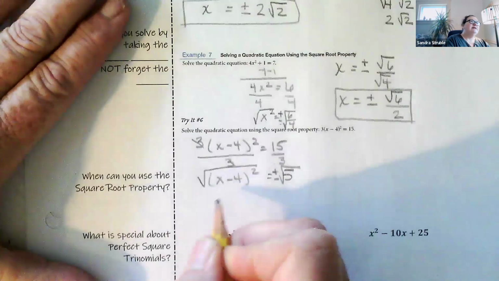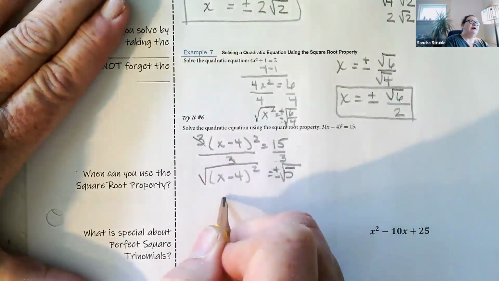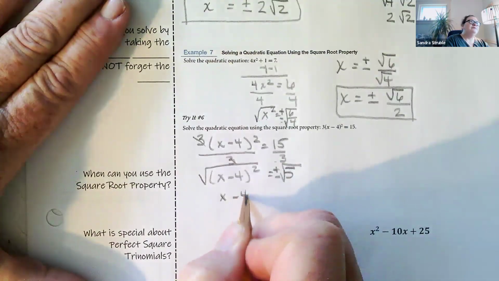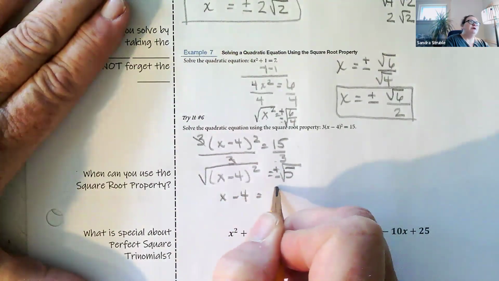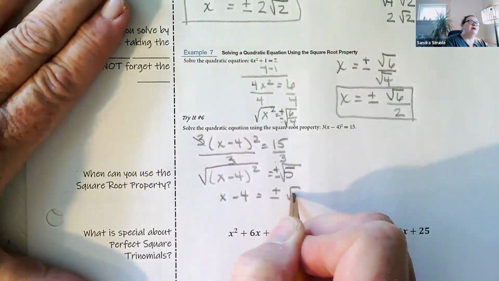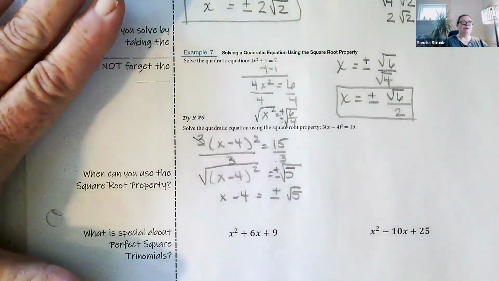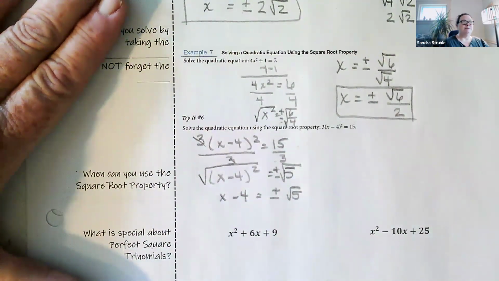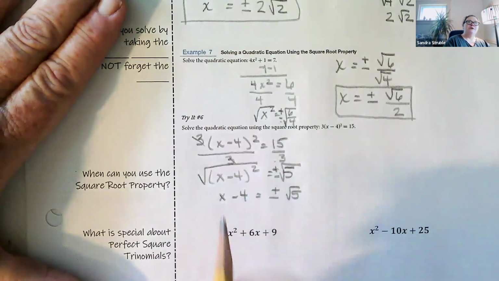All right. So the square root and the square cancel out. You get x minus 4. And for this one, you get plus or minus the square root of 5. It is not a perfect square. You must leave it in square root of 5 format. No decimals. So our answer here, we're not done.